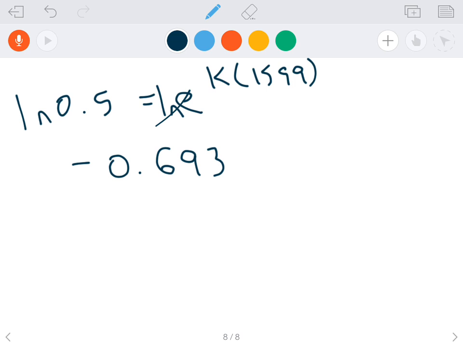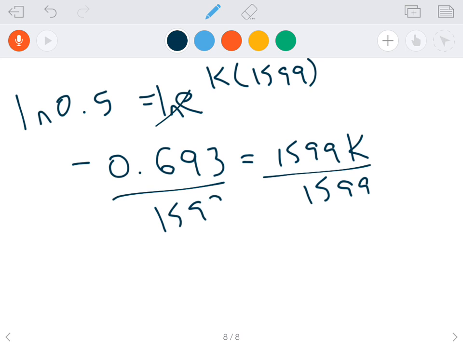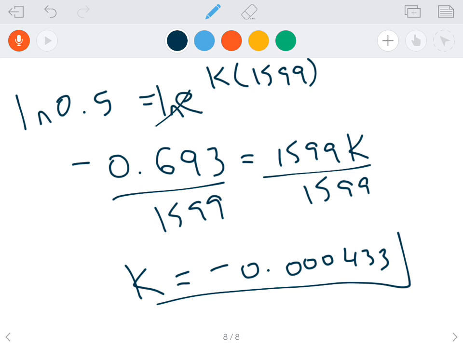0.693, and that's the part that should look like chemistry, equals 1599k, and divide by 1599, and I get that k is equal to negative 0.000433.